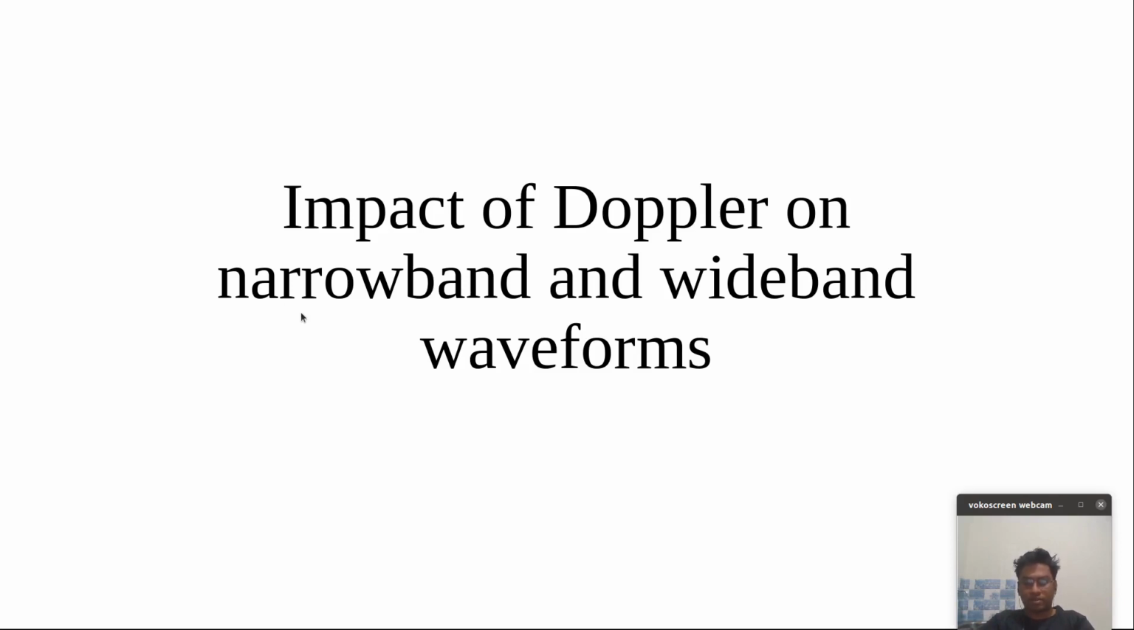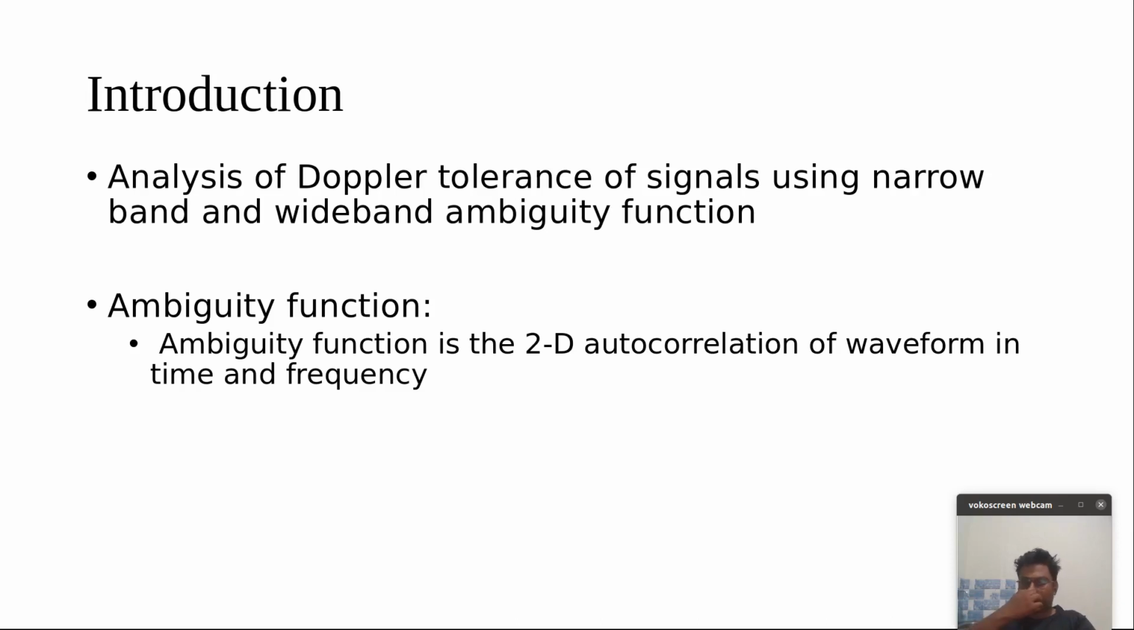Narrowband signals find applications in radio communications while wideband signals find applications in underwater acoustic communications. So now in this paper we are dealing with the Doppler tolerance of signals using narrowband and wideband ambiguity functions. The ambiguity function is basically a two-dimensional autocorrelation of waveforms in time and frequency. The x-axis will be the time delay and the y-axis will be the frequency shifts.